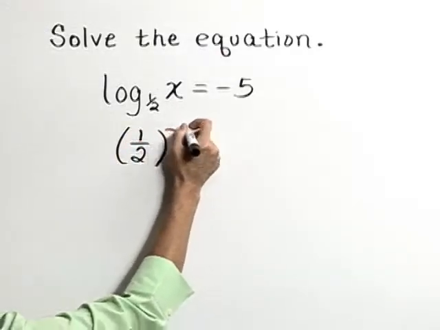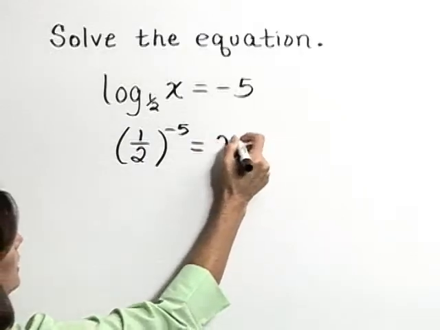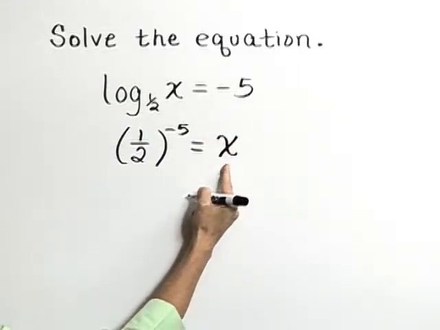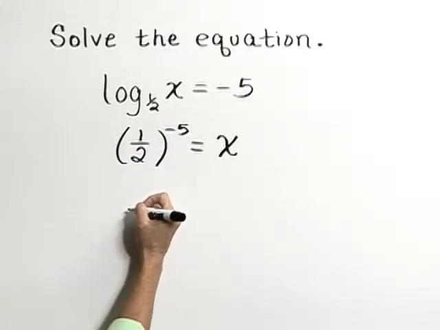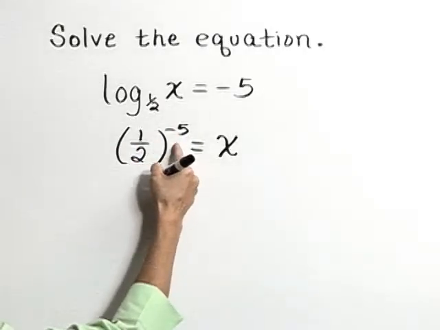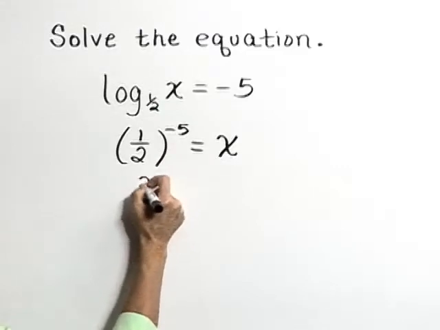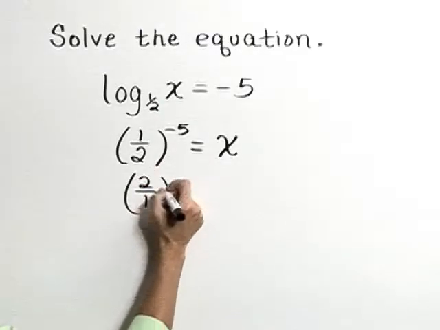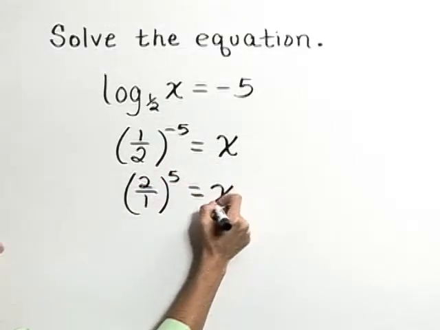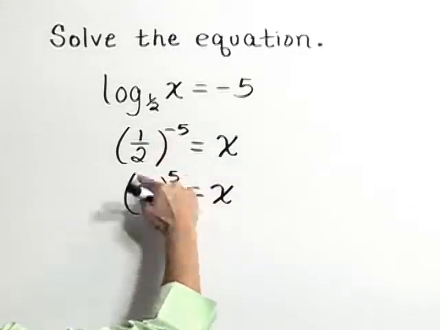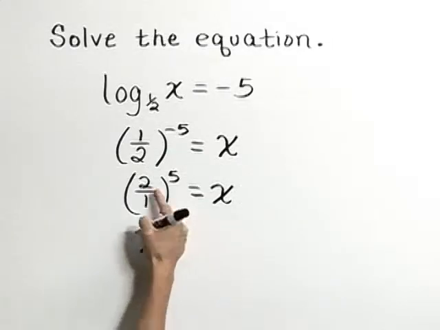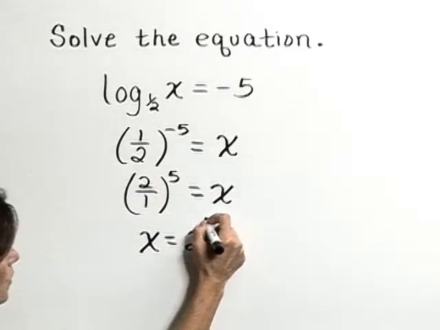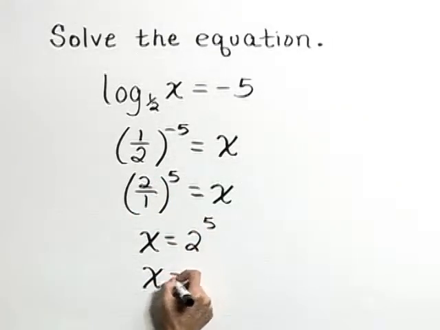1/2 to the -5 power is equal to x. Now, let's solve for x by evaluating this left-hand side. 1/2 to the -5 is equivalent to 2/1 to the +5 power. We take care of that negative exponent by inverting that base. So x is 2/1 is 2 to the 5th, or x is equal to 32.